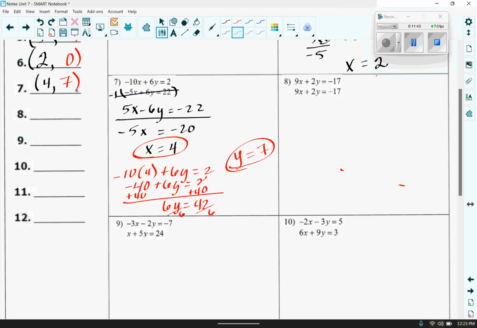Feel free to try them and then come back to me. You do not have to just go with me as fast as I'm going, and you can pause me at any time. All right, this next one, if I notice it, they're all exactly the same. So when I go ahead and I subtract that quantity, 9x minus 2y equals positive 17.